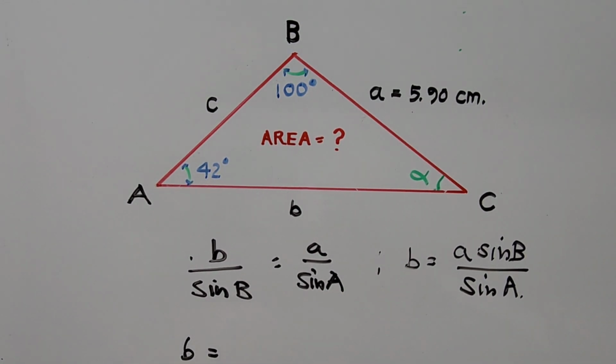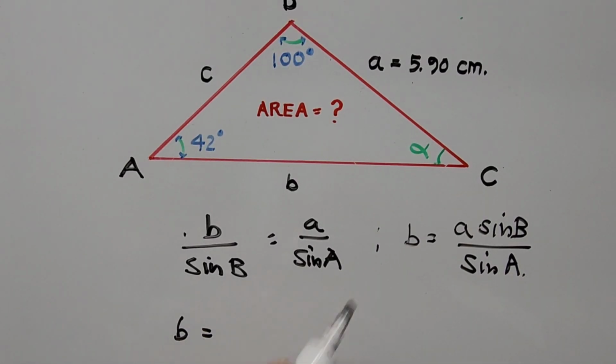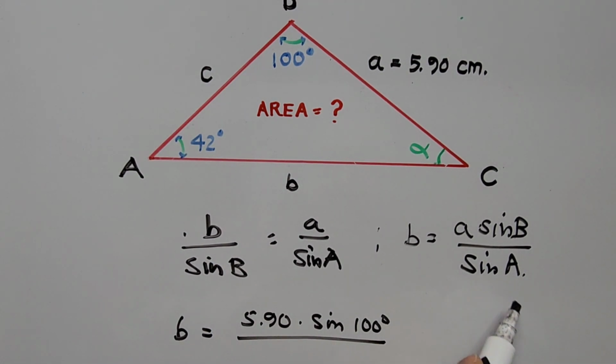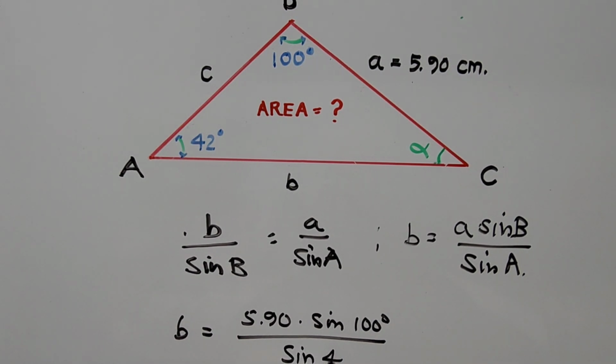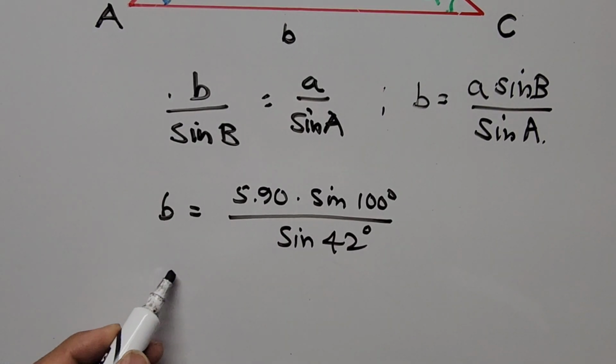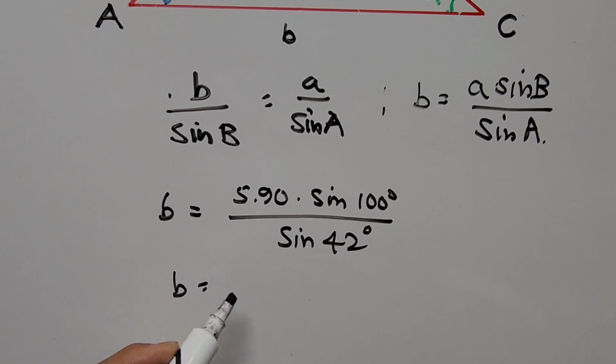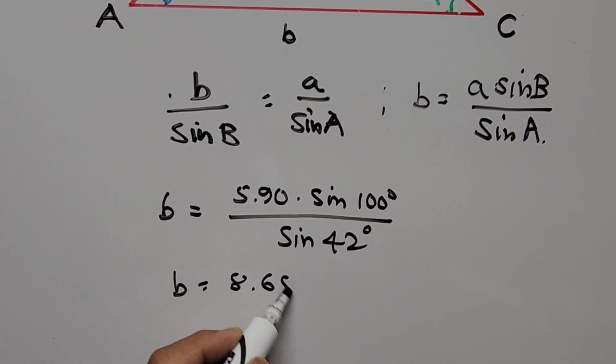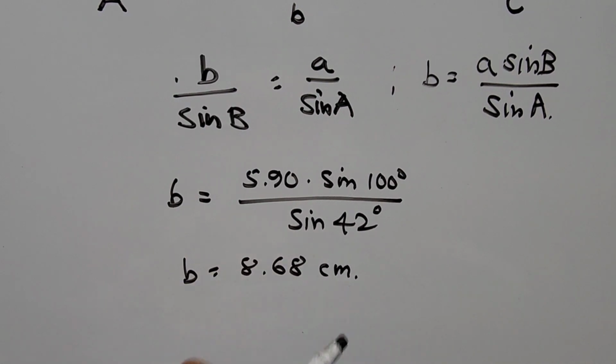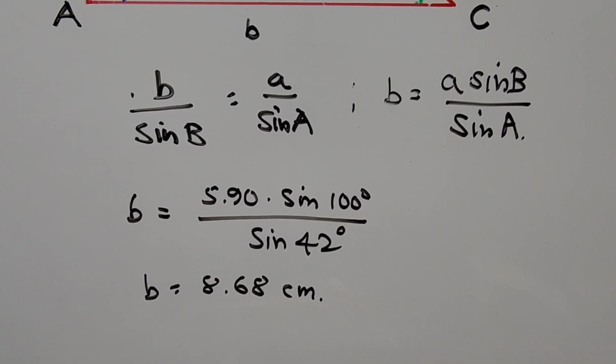So B now is equal to, we have here A is equal to 5.9 centimeters times sine of B, where angle B is 100 degrees, divided by sine of A, where angle A is 42, so sine of 42 degrees. So the value of B now is equal to 8.68 centimeters. Next, we'll be solving the value of angle alpha.